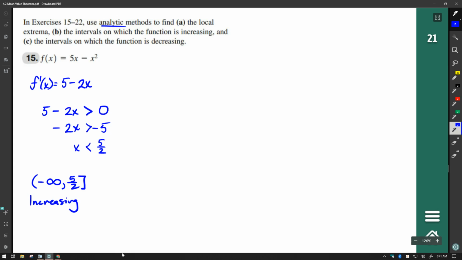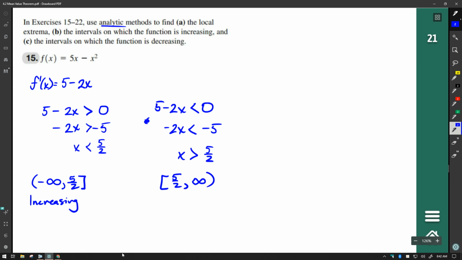And then we want to look at where 5 minus 2x is negative. So we solve this, subtract 5 from both sides. Negative 2x is less than negative 5. Divide both sides by negative 2. Now we have x is greater than 5 halves. So on the interval from 5 halves to positive infinity, we are decreasing because we know that the derivative is less than 0 or negative. So there we have it. We've answered part B and part C.